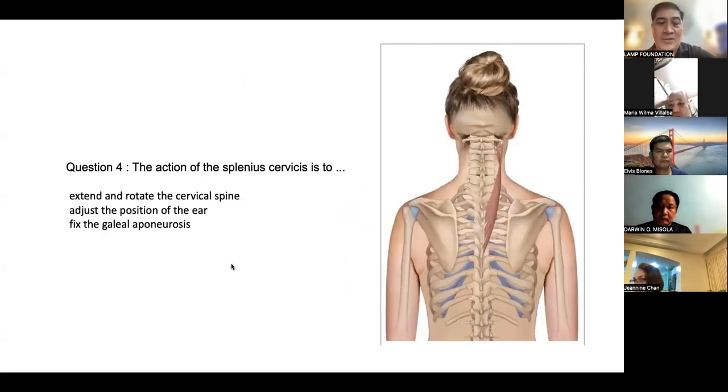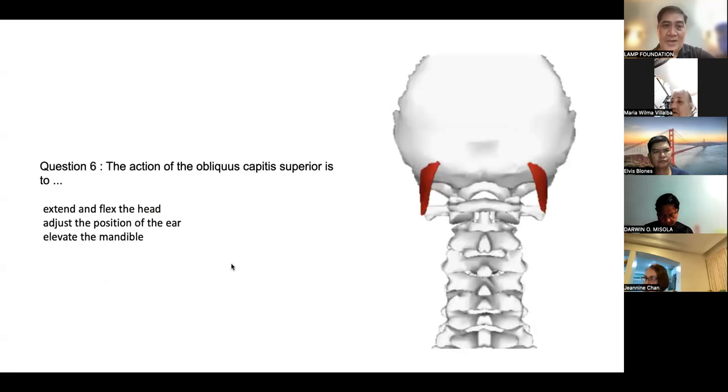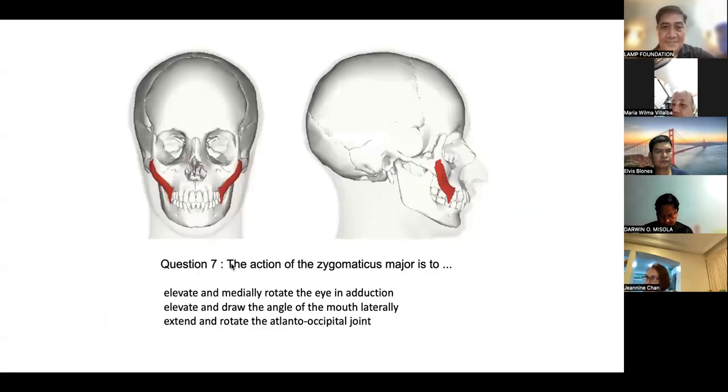The action of the splenius cervicis is to extend and rotate the cervical spine. Okay, it's obvious, cervical spine, cervicis. Action of the obliquus capitis inferior. Rotate the atlanto-axial joint. Very good. Action of the obliquus capitis superior. Extend and flex the head.